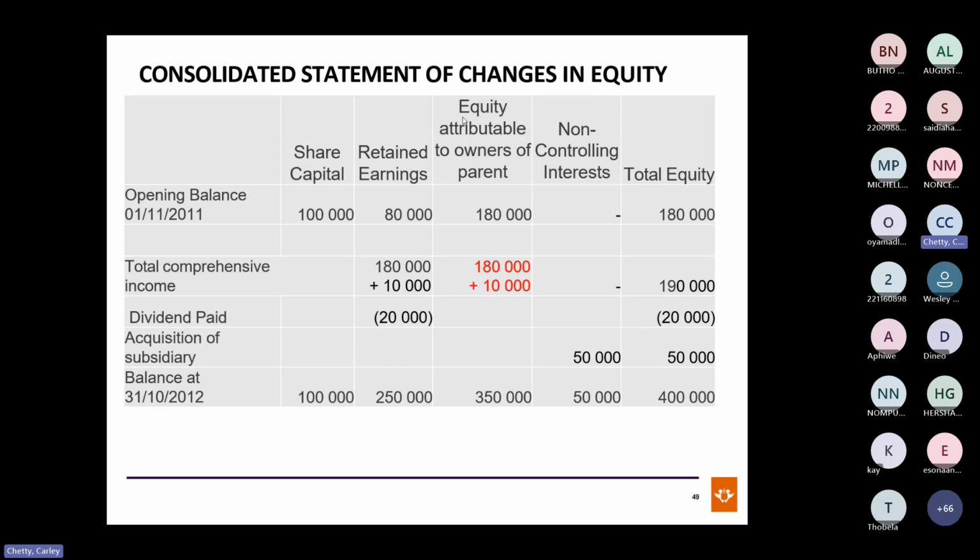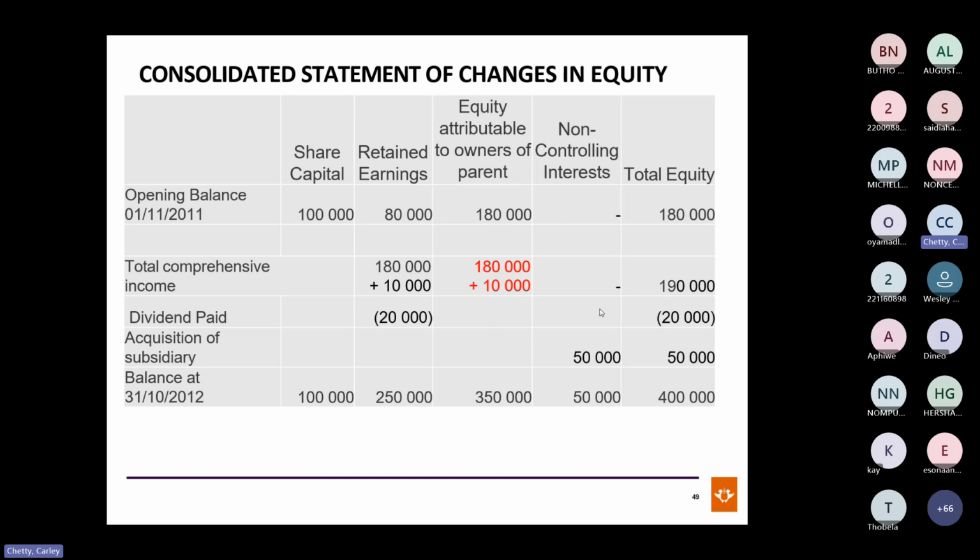So when we add the share capital plus the retained earnings, that will give us this column here, equity attributable to owners of the parent. So we're saying 100,000 share capital plus 80,000 retained earnings. That gives us 180,000. Then we have total comprehensive income, 180,000. So that will be shown here in the total column. Then we have the gain on bargain purchase, which was 10,000 Rand. And then, okay, the dividend paid should also be here.